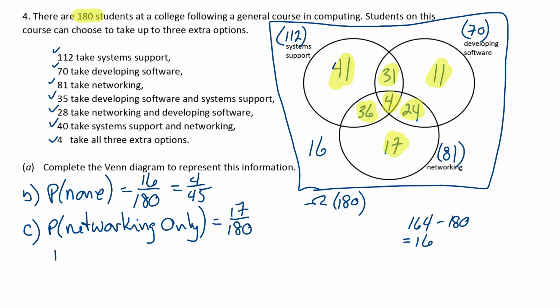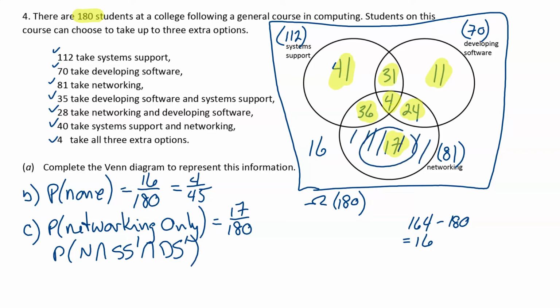A more formal way of writing that would be the probability of networking intersecting with the complement of system support intersecting with the complement of developing software. So remember, we're looking for this part, which is in the networking support, so it's that area, and wherever it intersects with everything that is outside of system support and also outside of developing software. So by saying it has to be outside of those two things, it eliminated those spaces from the diagram and left us just with this space, which is what we wanted.